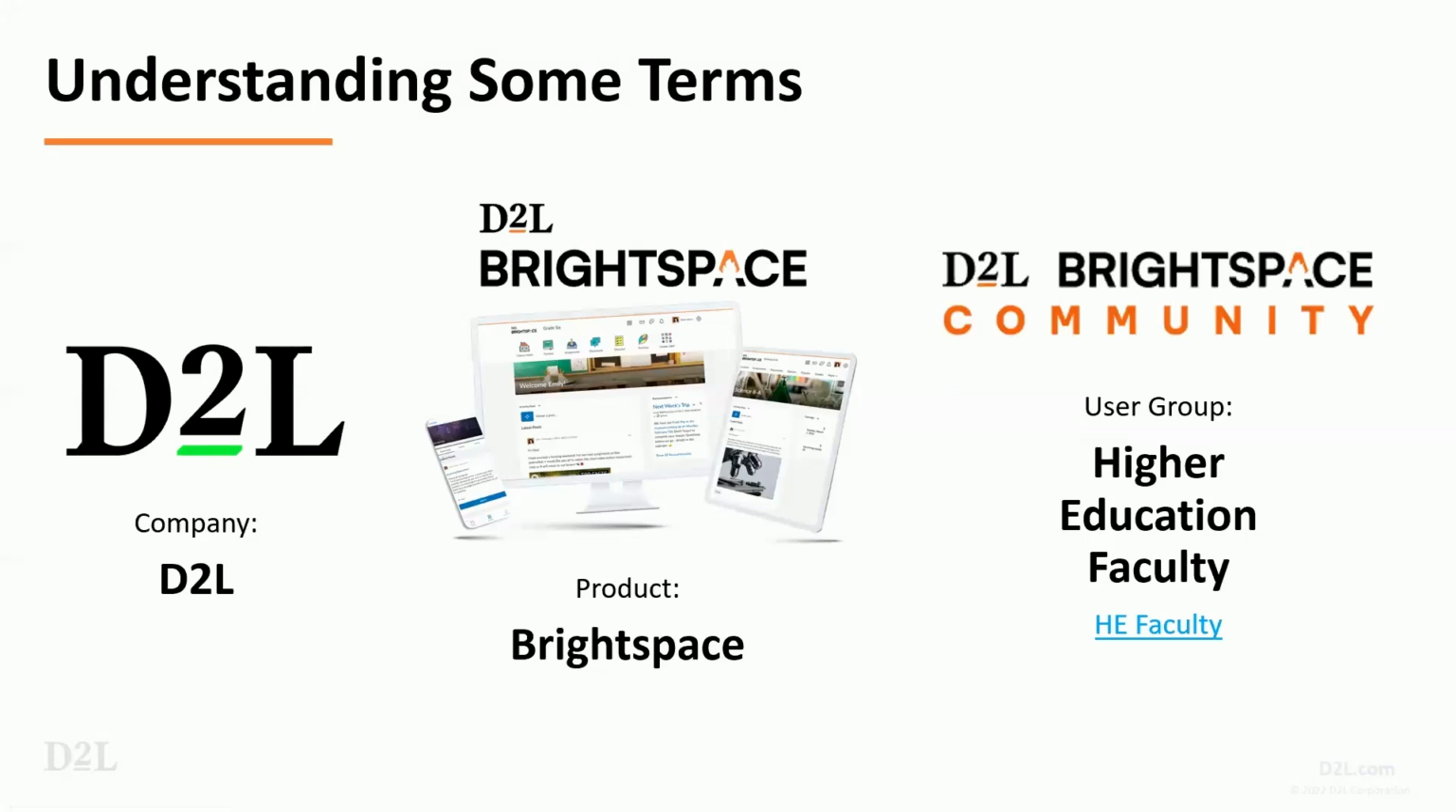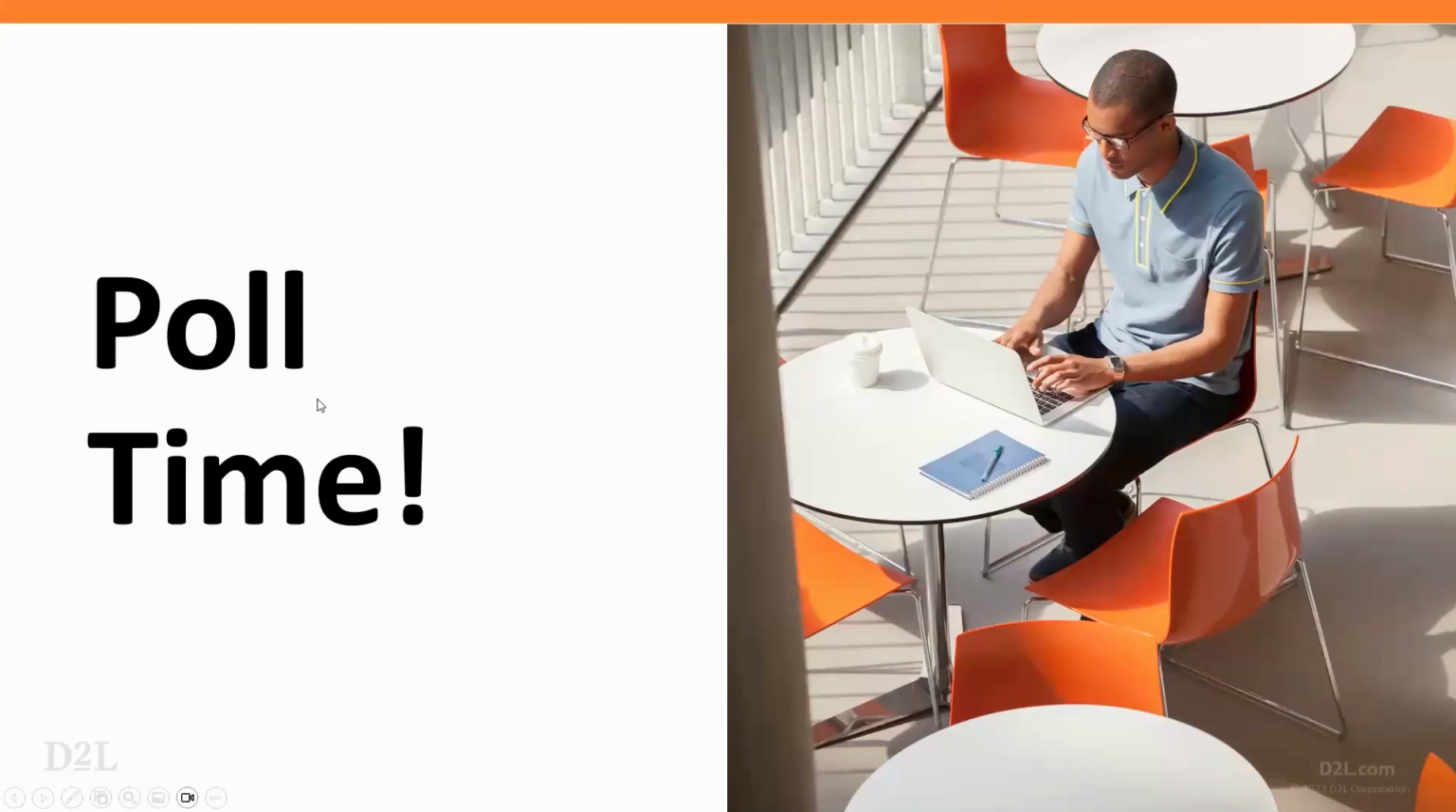So let's start by clarifying a few terms before we get too far. You've likely heard of D2L or Brightspace before, but just to clarify, D2L is the company, Brightspace is the product, which is our learning management system. Depending on where you work, your institution or organization may call Brightspace by a different name. And finally, we have our Brightspace community, which is our hub of resources where you can connect with other Brightspace users and seek out additional information on using Brightspace. We have a number of different groups in the community as well, including the higher education faculty group, where we share events and articles relevant to using Brightspace to teach higher education. So thanks, Heather, for putting that link in the chat for us.